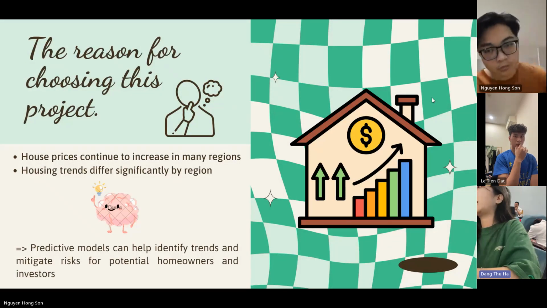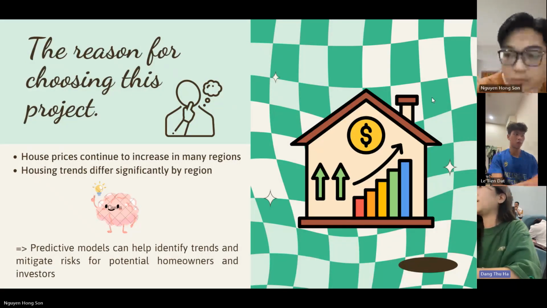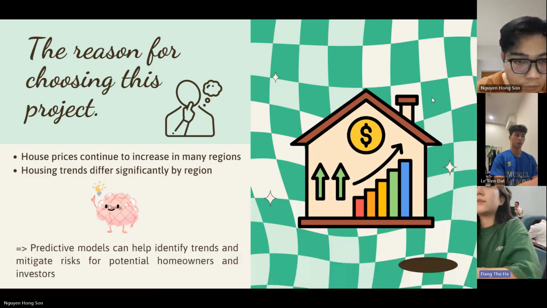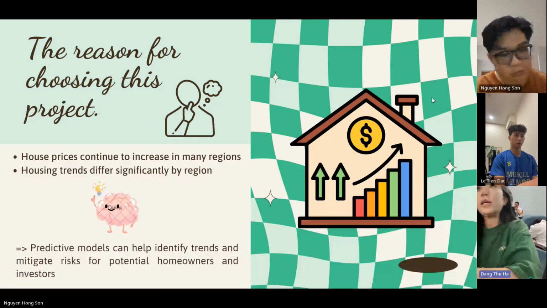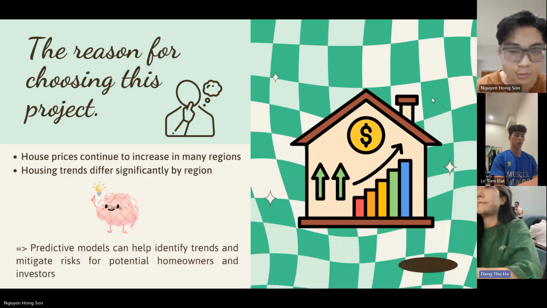If you wonder why we chose this topic, there are two main reasons that came up right after we saw the topic. The first one is that house prices have recently continued to increase in many regions, and the second one is that housing trends differ significantly by region. So predictive models can help identify trends and mitigate risk for potential homeowners and investors.